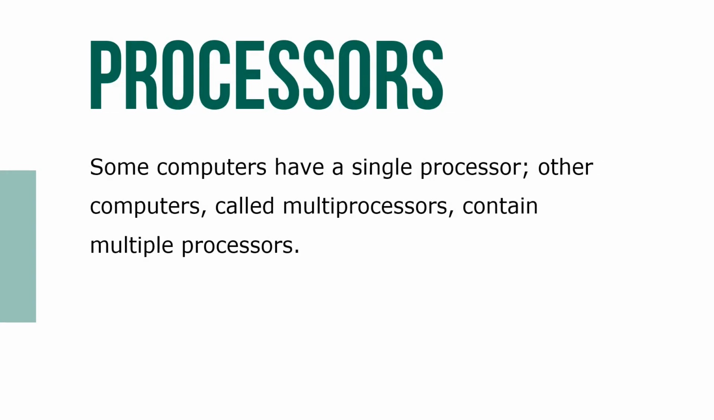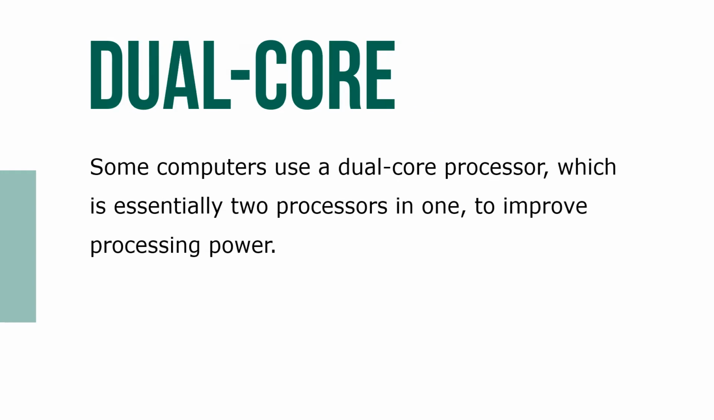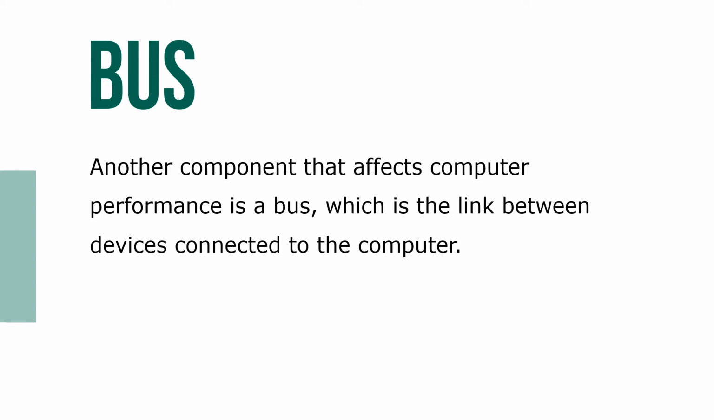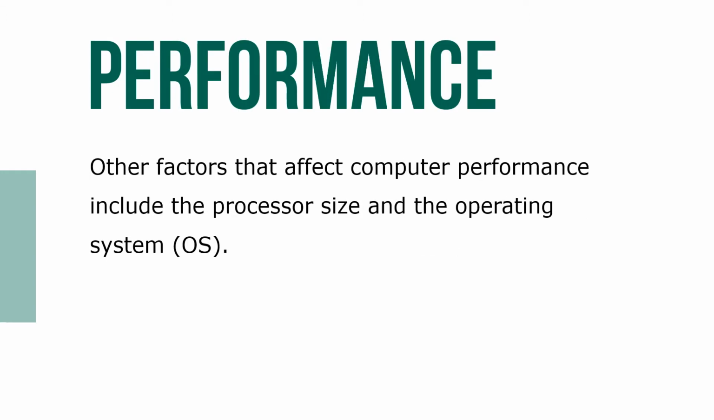Some computers have a single processor. Other computers, called multiprocessors, contain multiple processors. Some computers use dual-core processors, which are essentially two processors in one, to improve processing power. Another component that affects computer performance is a bus, which is a link between devices connected to the computer. Other factors that affect computer performance include processor size and the operating system, known as the OS.